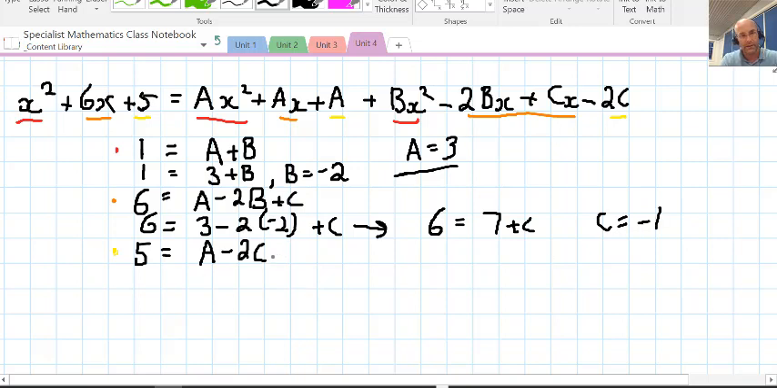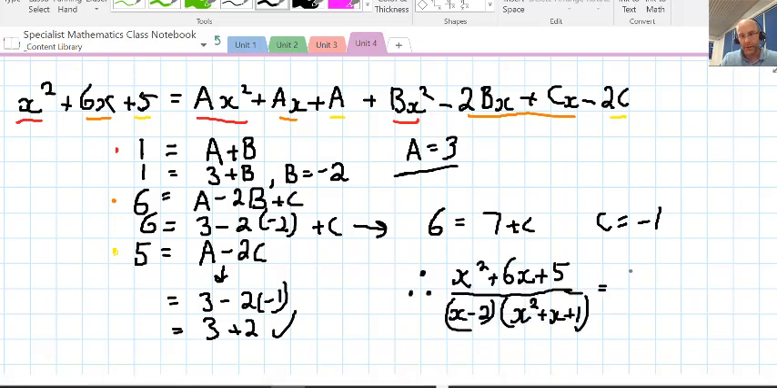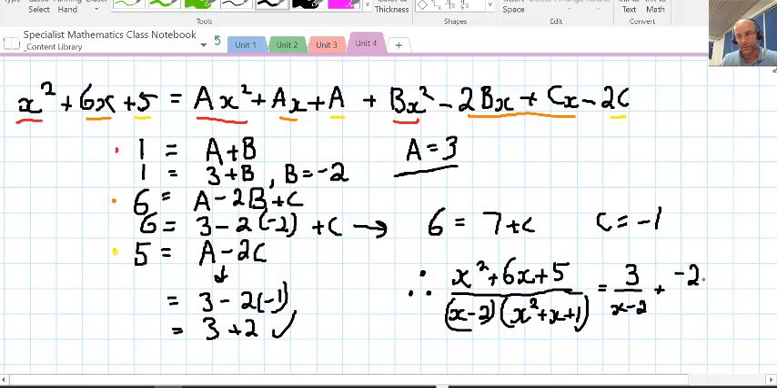And we basically, do we even need the last equation? I guess we can use it to check. So does it make a true statement? 3 minus 2 times negative 1, does that equal 5? Well, that's 3 minus negative 2, 3 plus 2 equals 5. It's a true statement. Yeehaw. So we can write our answer: a is 3, so it's 3 over x − 2. And we have b is negative 2, so we have negative 2, just following that form from earlier on, (−2x − 1) over the quadratic.